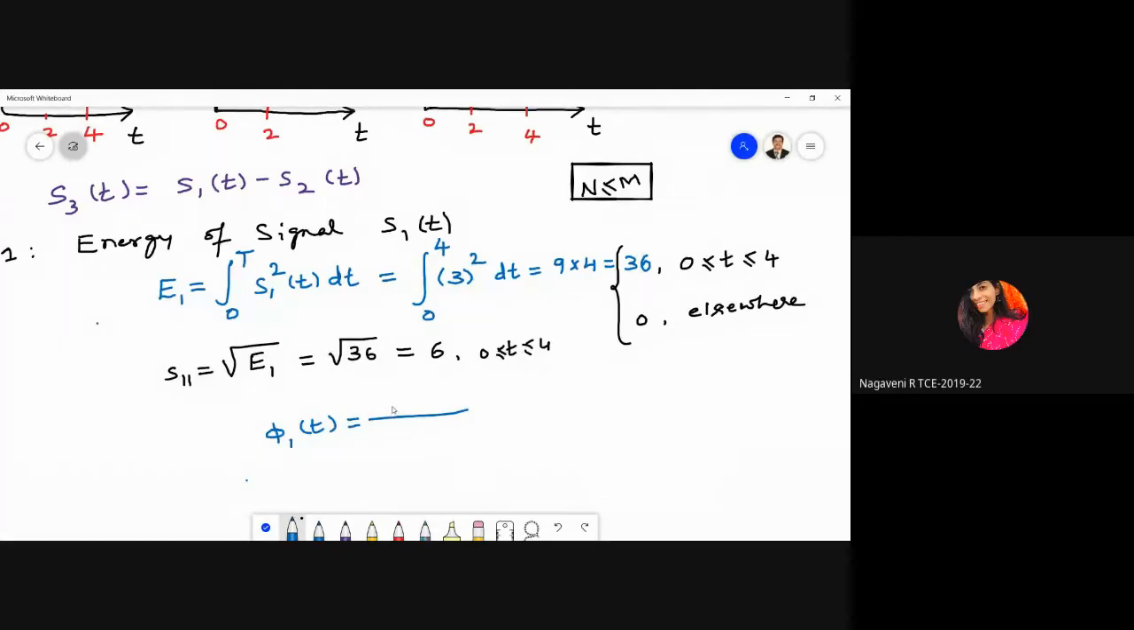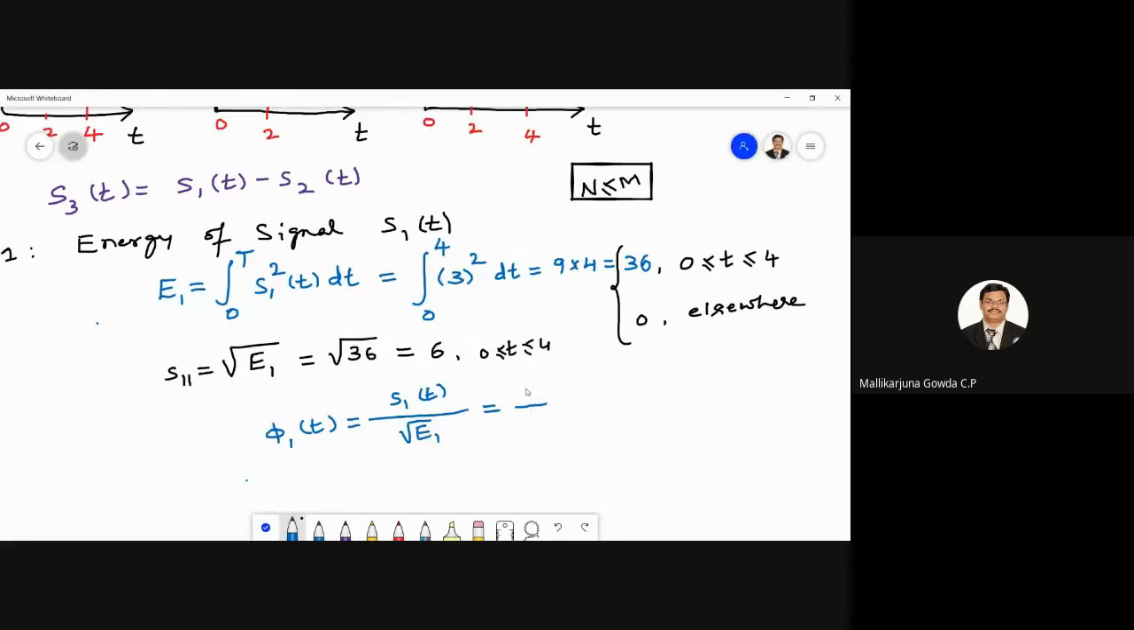S1 of t divided by root E1. Okay, good. So phi 1 of t is equal to S1 of t by root of E1, this is the formula, right? So what is S1 of t value, how much?